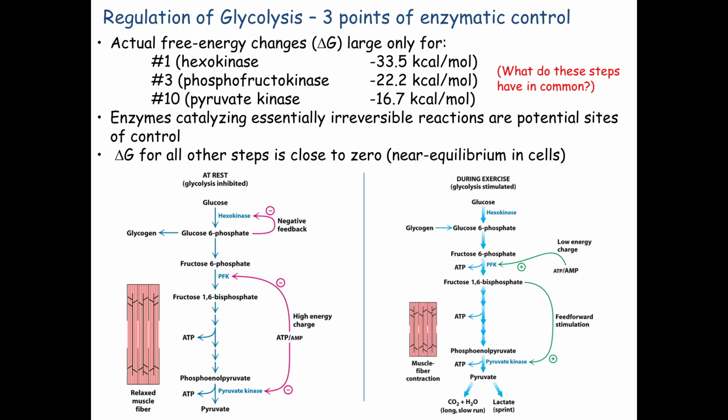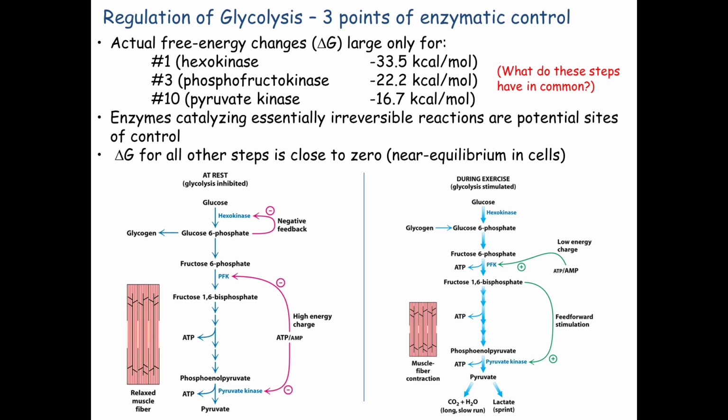Well, those are the three at the top, right? The hexokinase at number 1, PFK at number 3, and pyruvate kinase at number 10. Those three steps are irreversible. Look at those large negative delta Gs. So I want to control this pathway at those three steps.